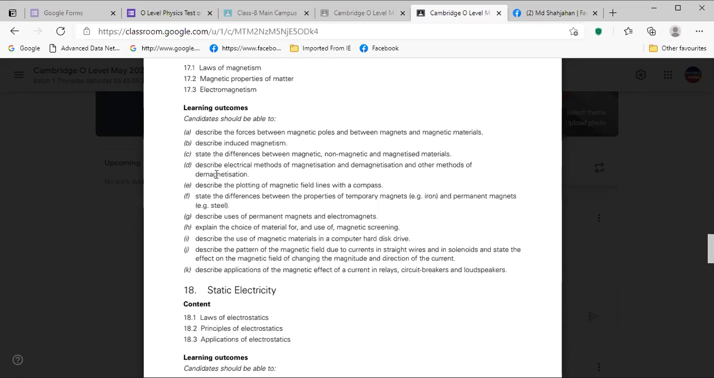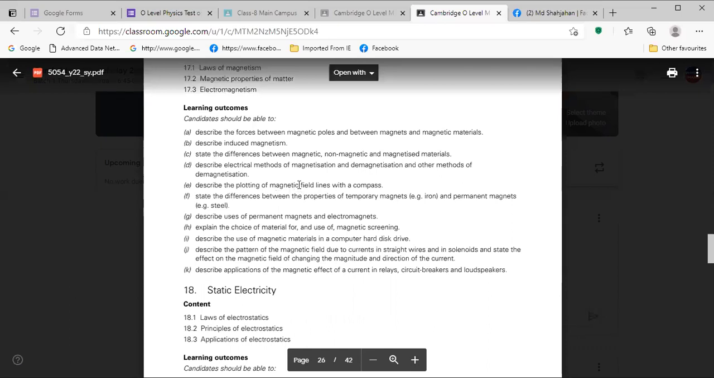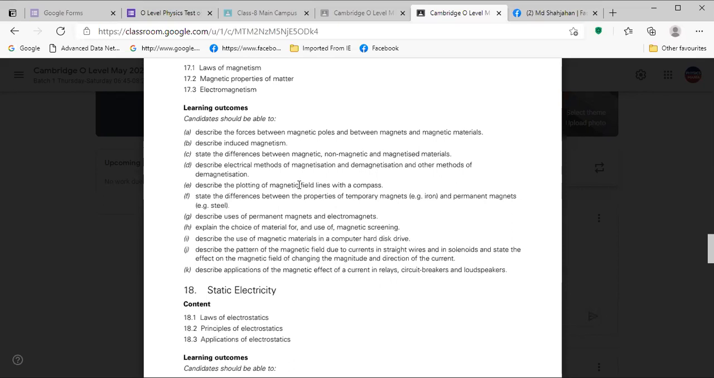These are the uses of electromagnets. Now we have here: describe the plotting of magnetic field lines with a compass. This is also known as plotting compass. In short, it's called plotting compass. So how does it work? We'll try to understand. Before going to this one, we will have two more ideas: one is what is called magnetic field, and the properties of magnetic field lines. These two things we'll do, then we'll come to plotting compass.